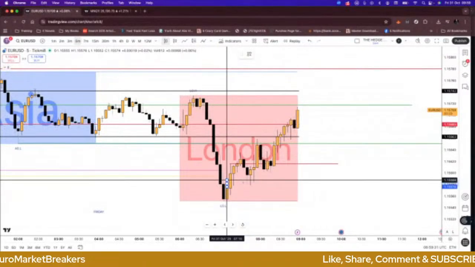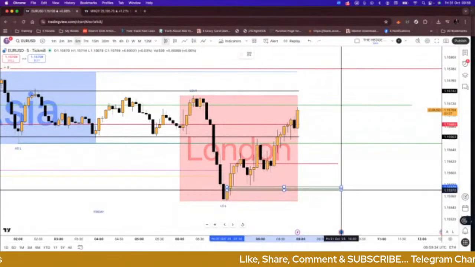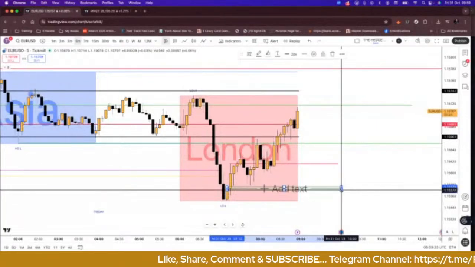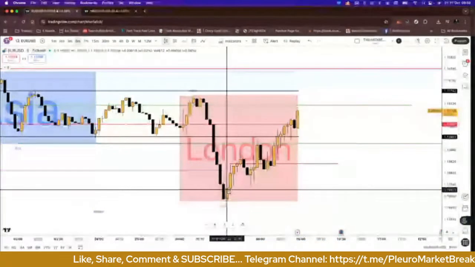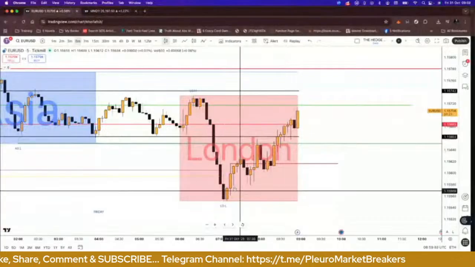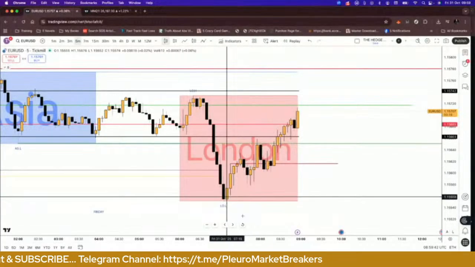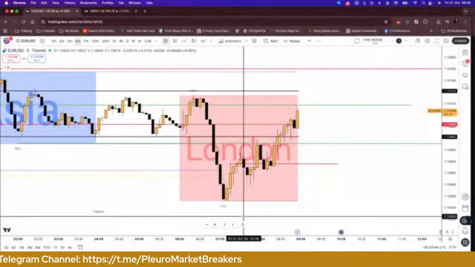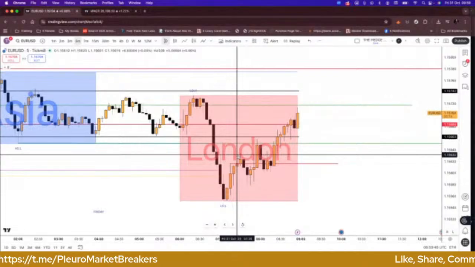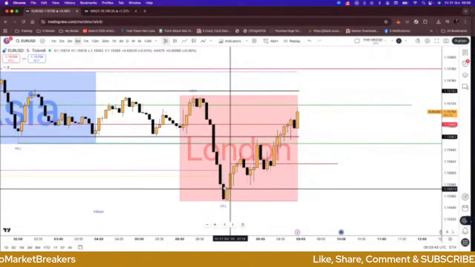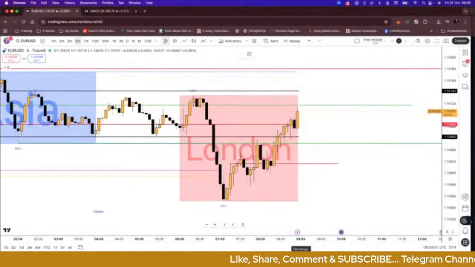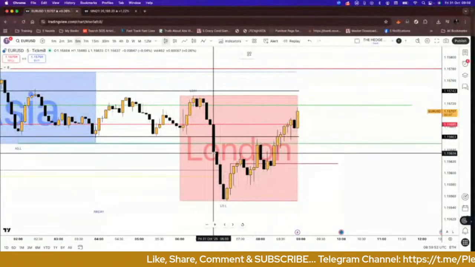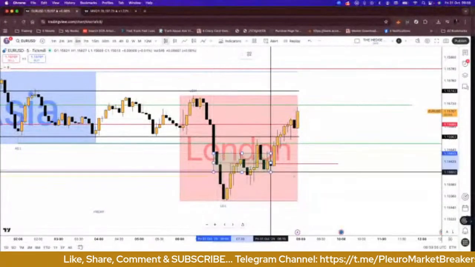Actually, it's not even a fair value gap at all. It's not a fair value gap at all. No, I would not call that a fair value gap. Not at all. So it's not a fair value gap, period. Let's not fudge it. We don't fudge concepts just to fit a trade that we think we like.